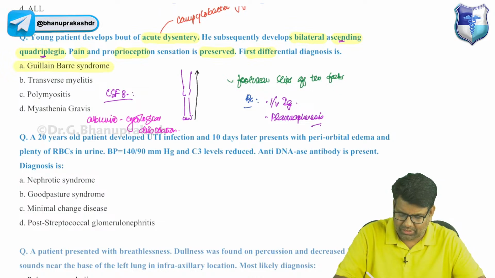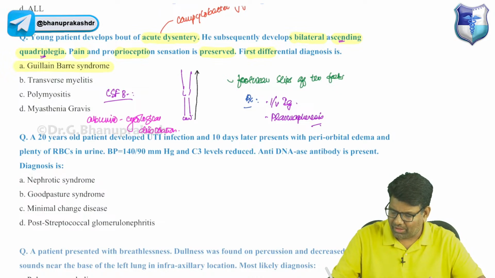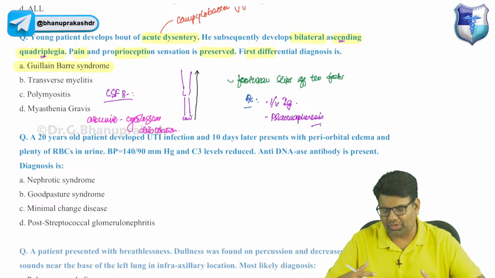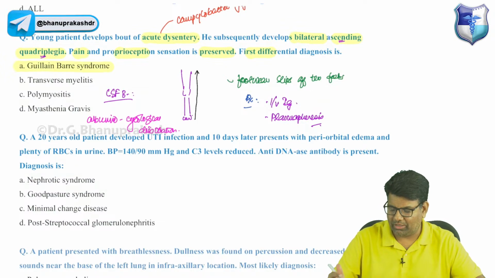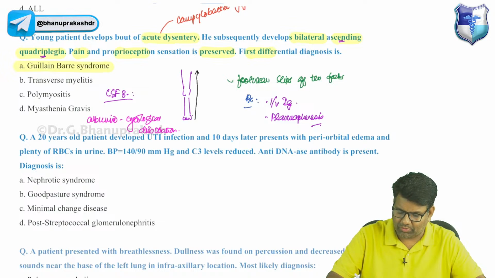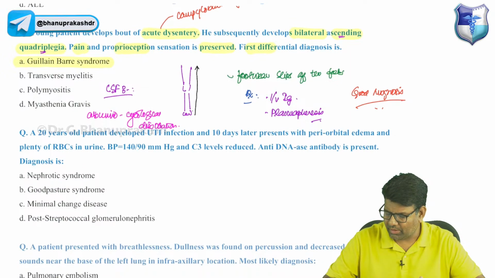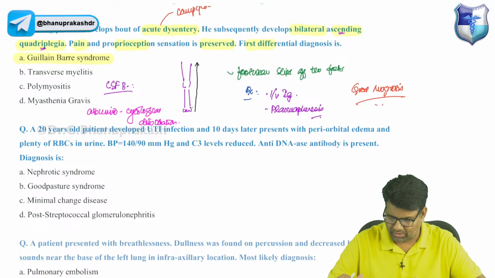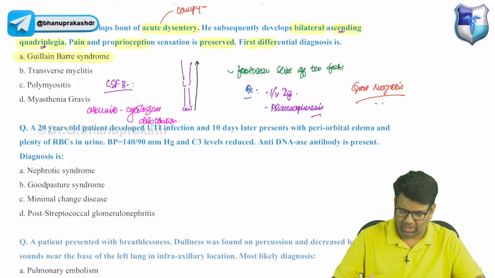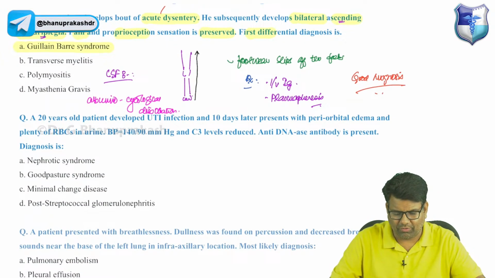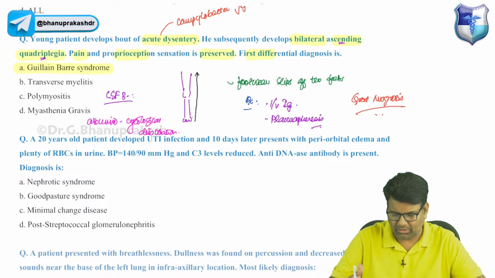And the good thing about this condition is that it is a self-limiting condition, and the majority of the patients recover fully. Good prognosis. This is predominantly a motor condition. So this is Guillain-Barré syndrome. There is a past history of diarrhea which is caused by Campylobacter.